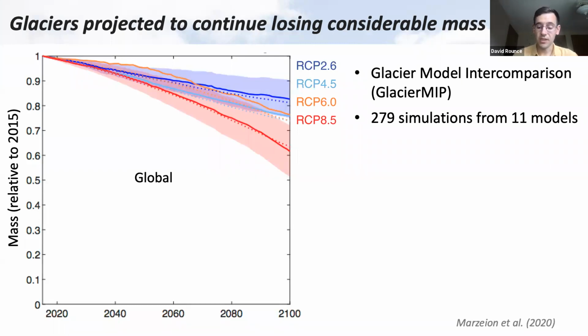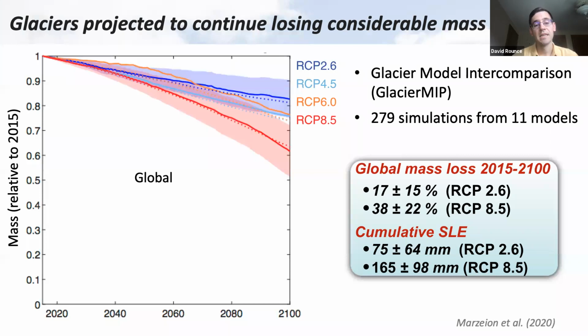And so here you see that the glaciers are projected to lose between 17 and 38%, depending on the representative concentration pathway. And the contribution to sea level rise, in sea level equivalent, ranges from about 75 to 165 millimeters, depending on the scenario. So our actions as a global society can really have a big impact on what's going to happen in the future.